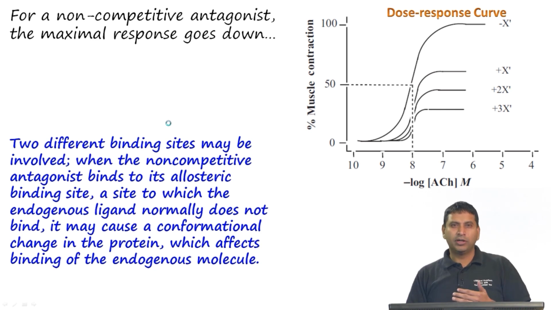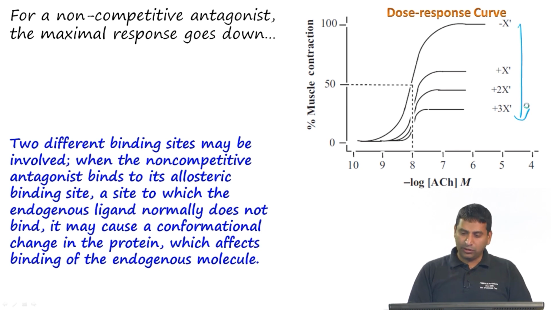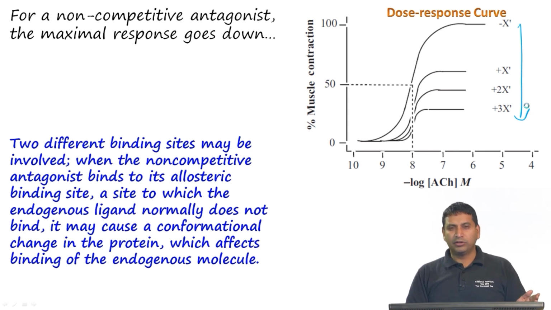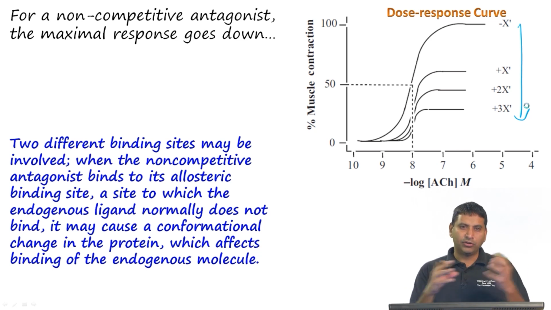For a non-competitive antagonist, the maximal response will go down, and this happens as you can see here in this plot. As you increase the dose of the ligand, the response goes down. This happens because it is possible that two different binding sites may be involved. When the non-competitive antagonist binds to, let us say, an allosteric binding site, a site to which the endogenous ligand normally does not bind, what may happen is that this might induce a conformational change.